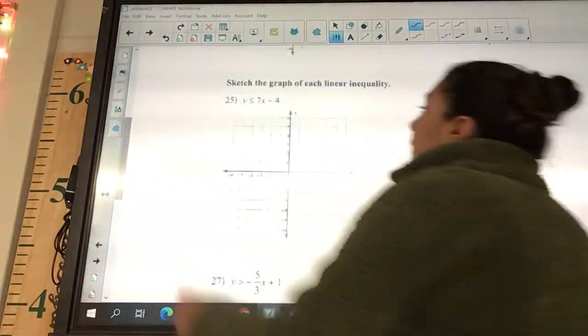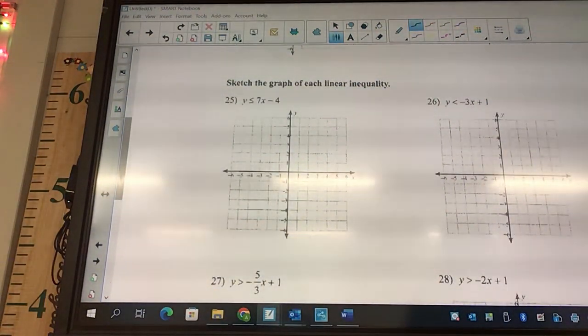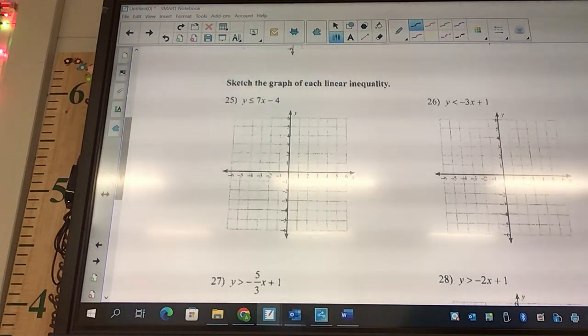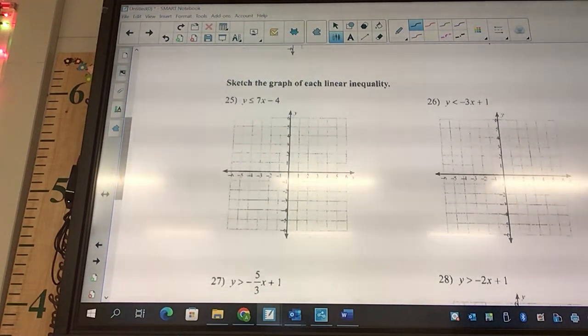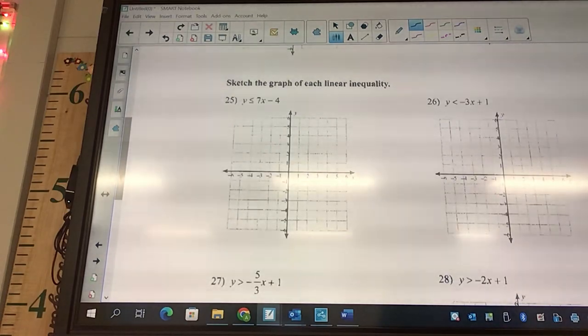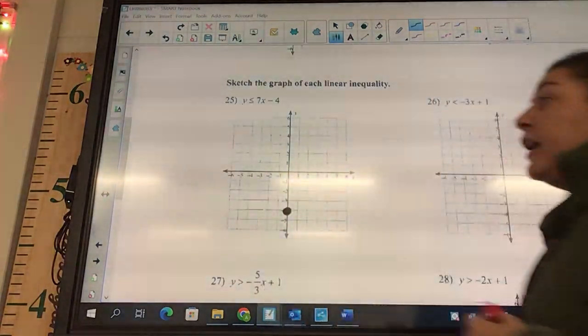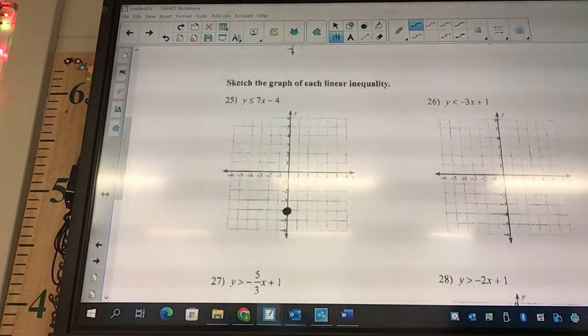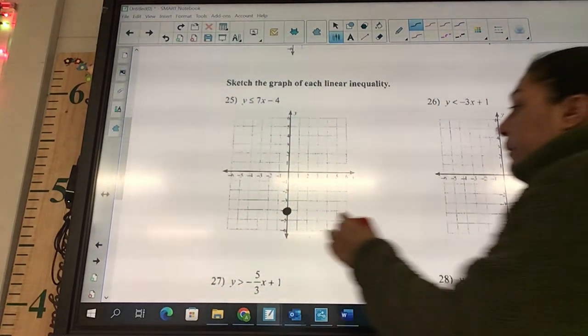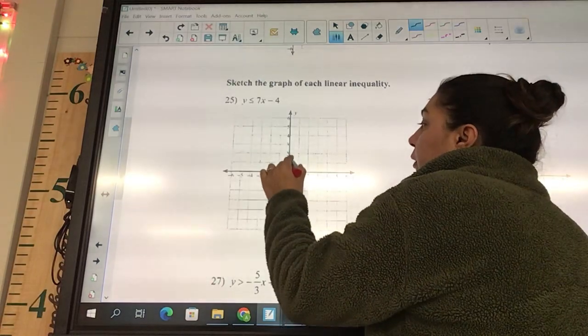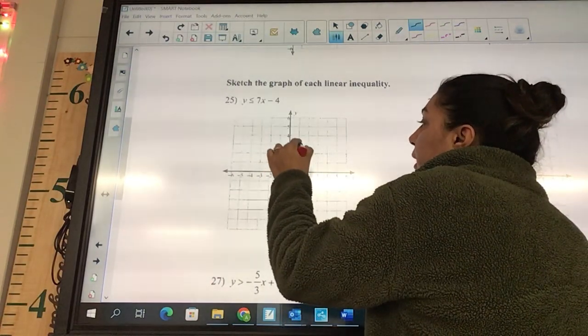Okay, the next section on here is still graphing lines, but instead, that's where we did solid and dotted line, shade above or below. So where does this graph start? -4. Don't go crazy and draw the line. And then what is my slope? Up 7, over 1. I need a positive line.